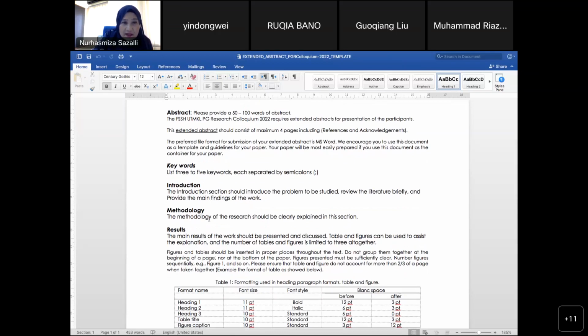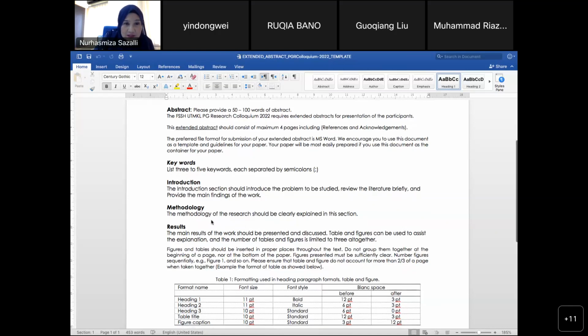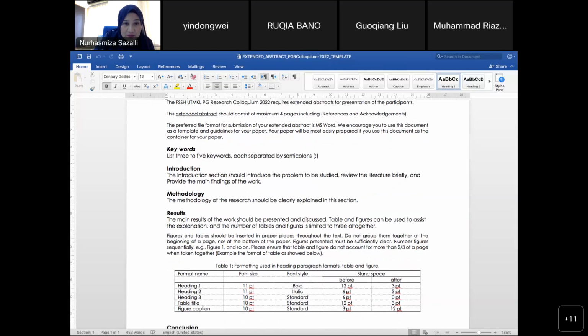All right. Methodology, you can actually add 1 or 2 reference, but when we look at the methodology, we would like to know how your research is to be conducted, or was conducted. Then the results, okay, main result of the work should be presented and discussed. You can have tables and figures, remember.